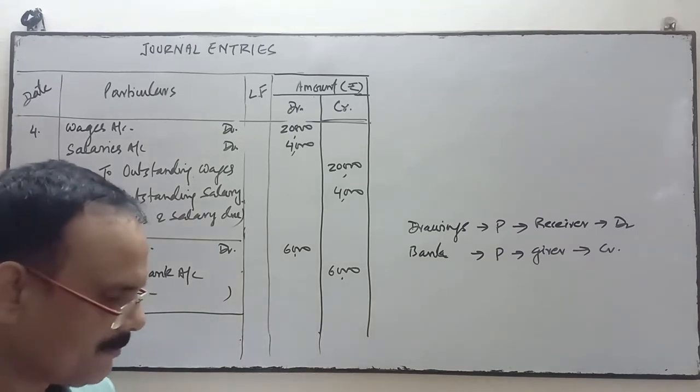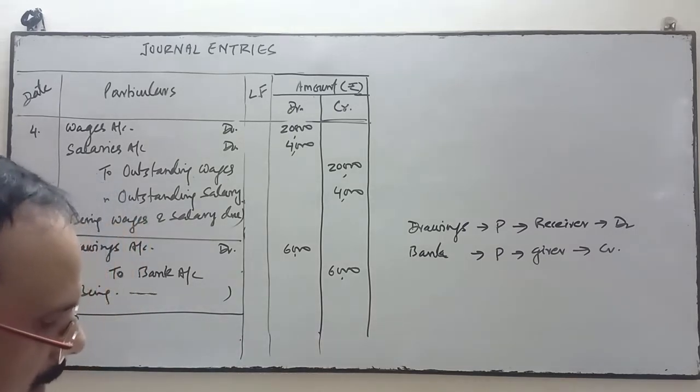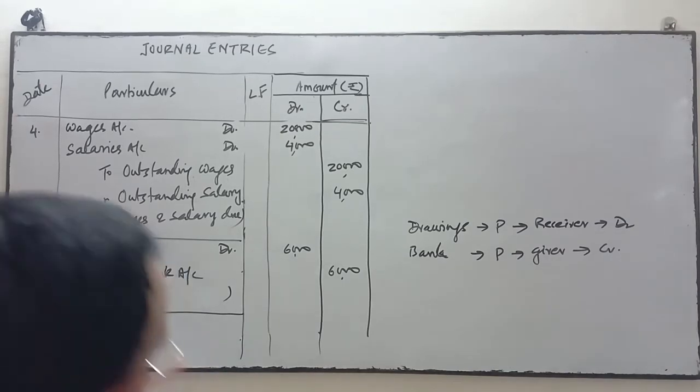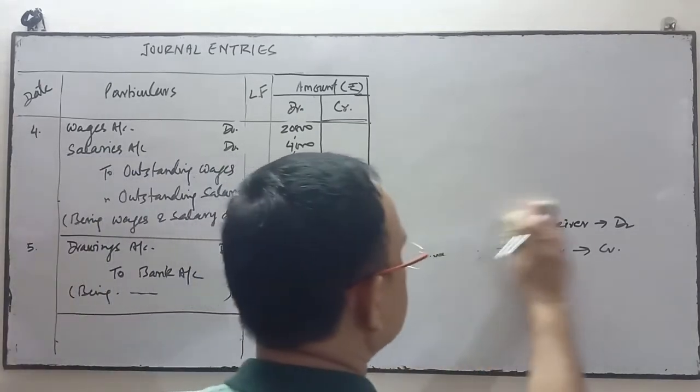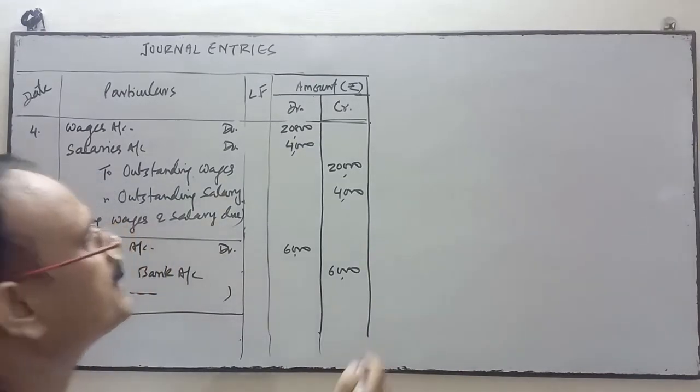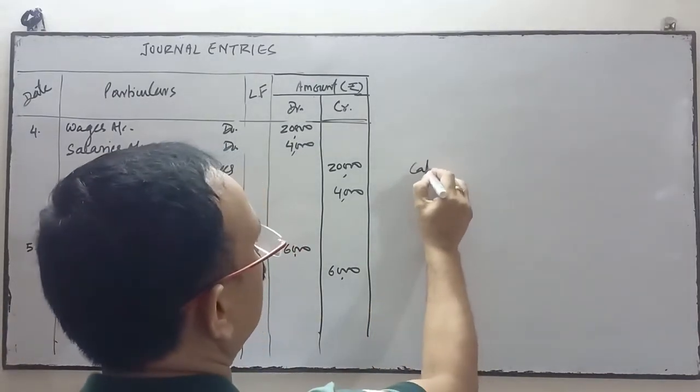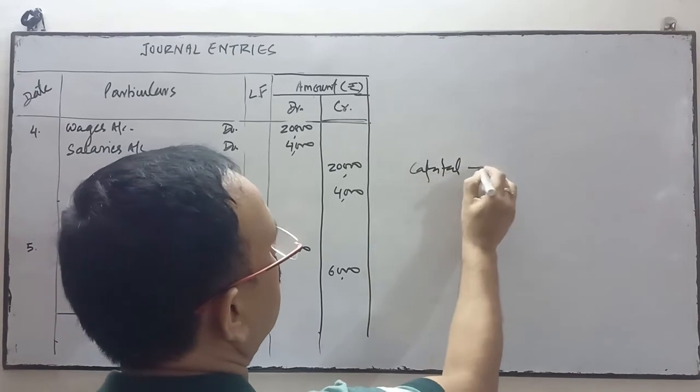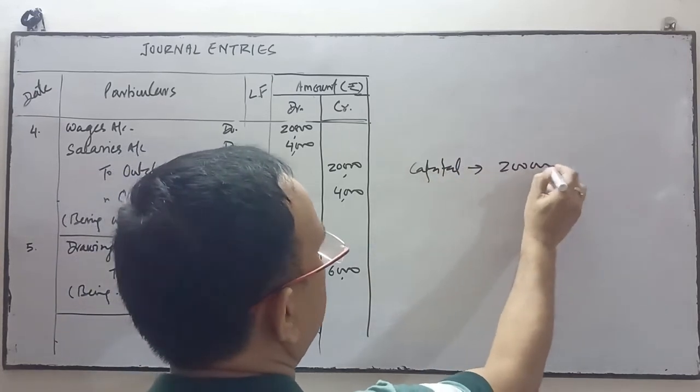Next transaction is provide 9% interest on capital, amounting to rupees 2 lakhs. Capital is rupees 2 lakhs. Capital is how much? 2 lakhs.